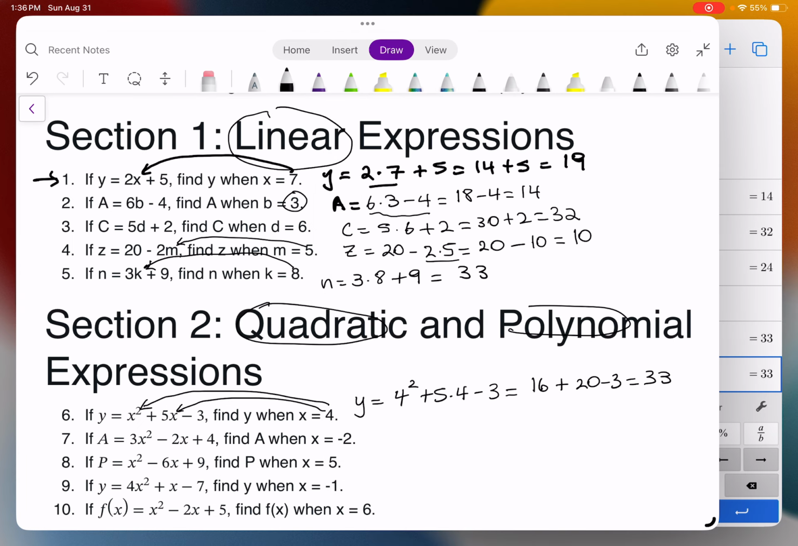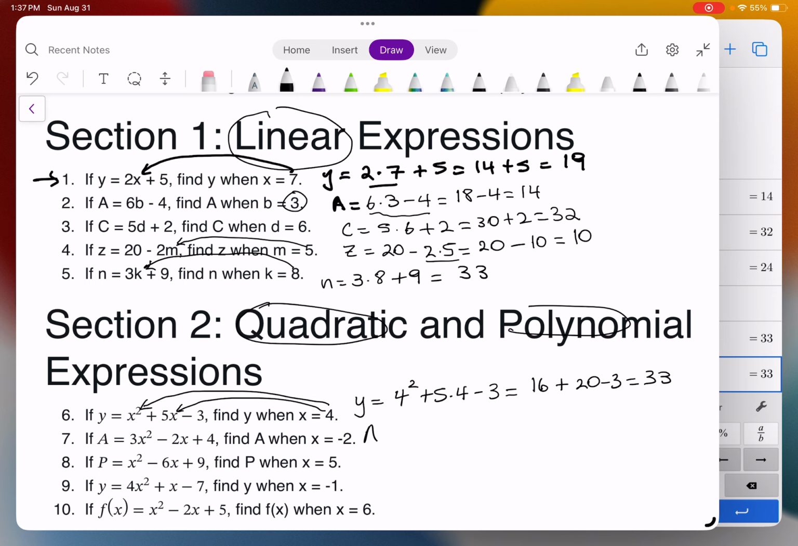On number 7, go ahead again, pause the video and replace x in 2 places with -2 and calculate your answer. Join me when you're ready.